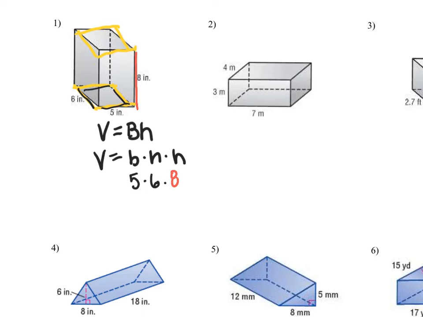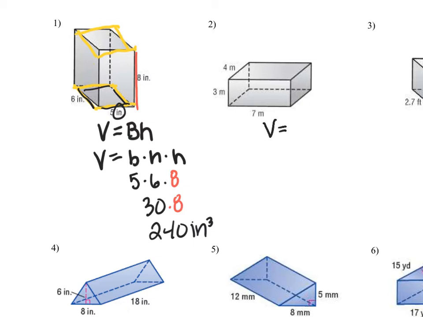Okay, so 5 times 6 is what? 30. Times 8. 30 times 8 is 240. And this is inches cubed. Pretty simple breakdown. Okay, let's look at the next one. Are you writing this down?